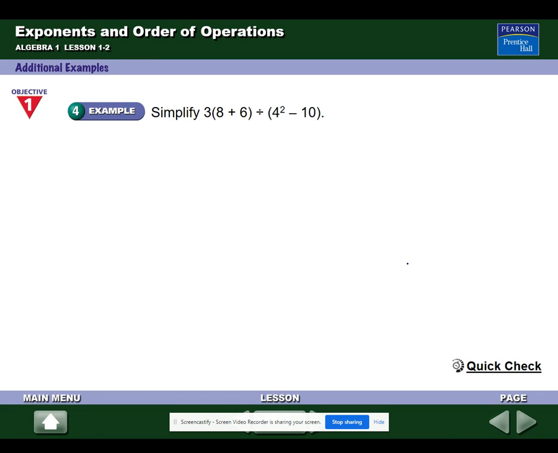Next one, simplify 3 times (8 plus 6), you've got parentheses in this one, divided by (4 squared minus 10), also in parentheses. So let's go ahead and simplify what's in parentheses first. 8 plus 6 is 14. Probably can do this in one step, right? Because 4 squared is 16, minus 10 is 6. If you need to do another line, that's totally fine. And then 3 times 14 is 42, divided by 6, or maybe you do like a fraction like I did the last time, and that's going to be 7.